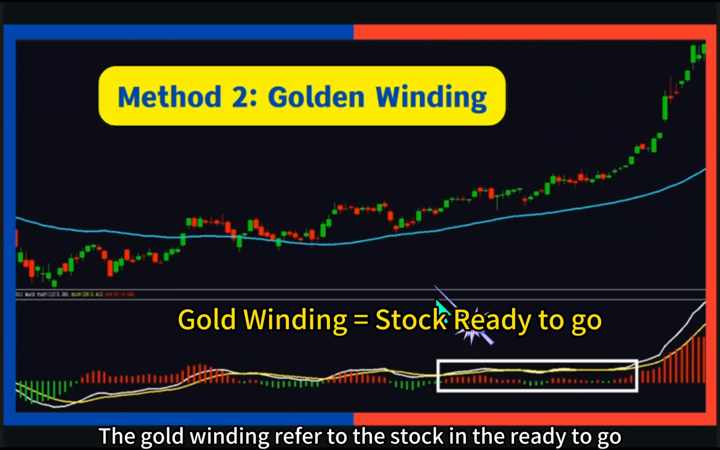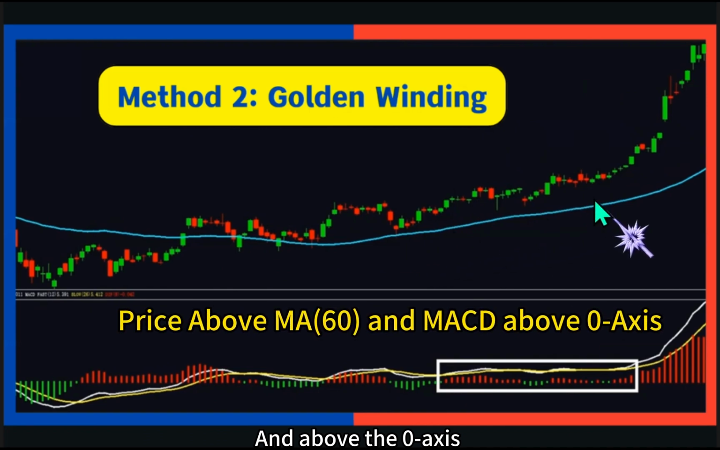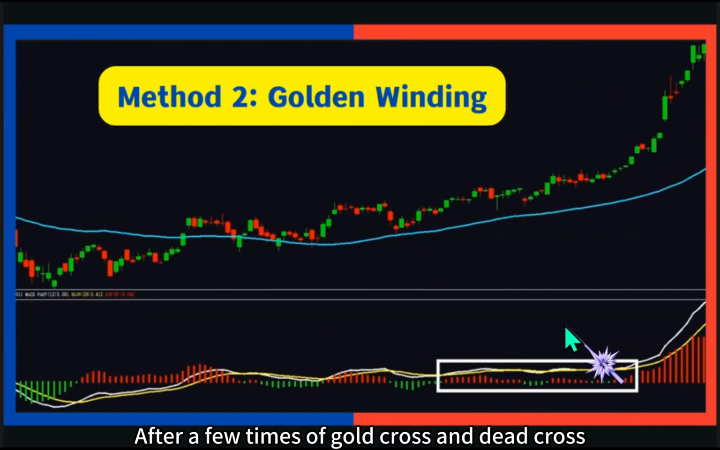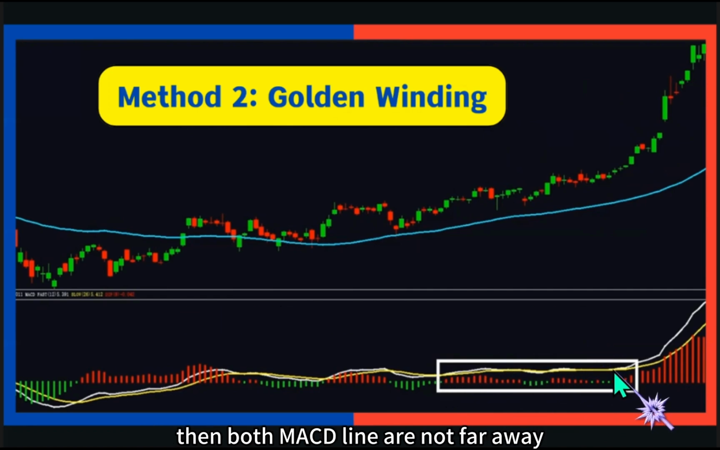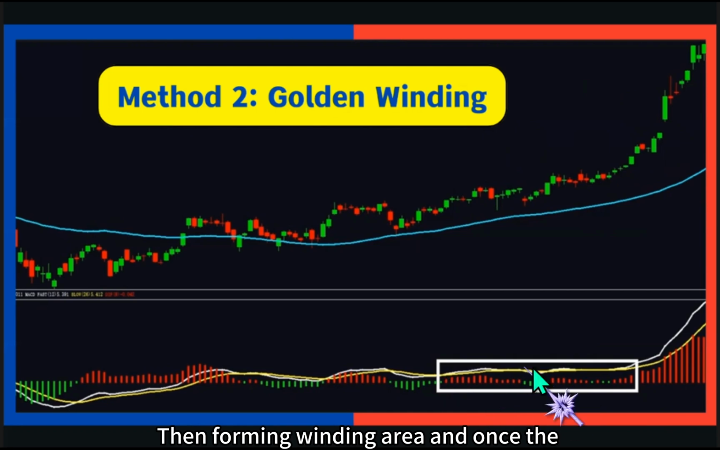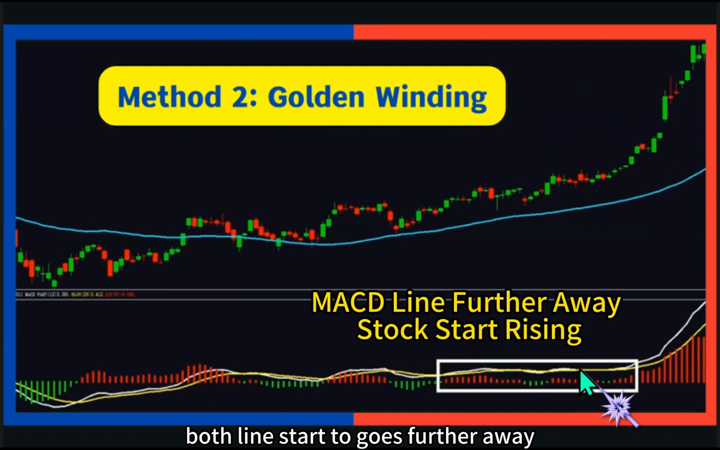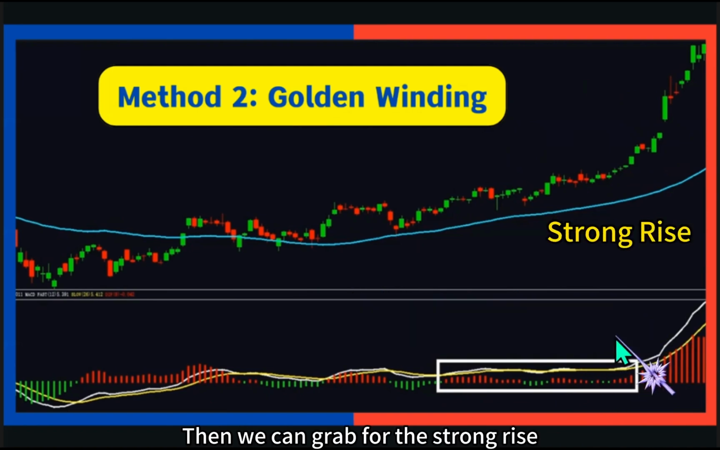The gold winding refers to a stock that is ready to go, guaranteed to be above the 60 days moving average and above the zero axis, continuously oscillating in a sideways trend. After a few times of golden cross and dead cross, both MACD lines are not far away, forming a winding area. Once the winding area is completely over, both lines start to go further away, and that is the timing to enter. Then we can grab the strong rise.